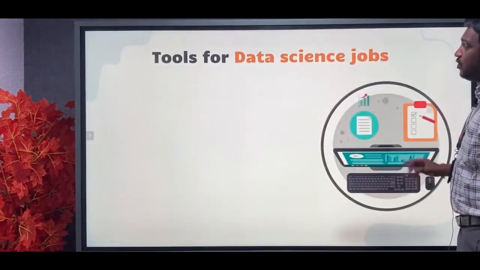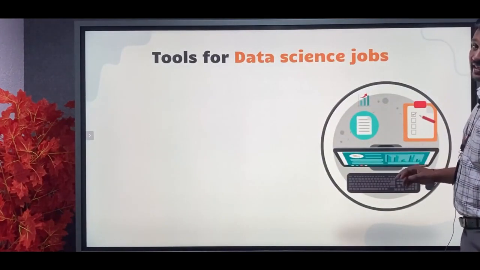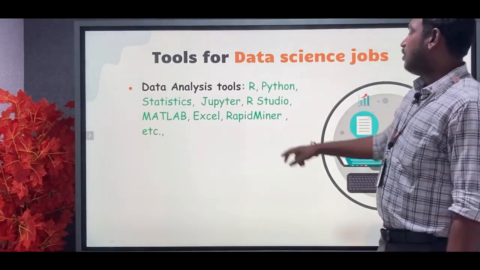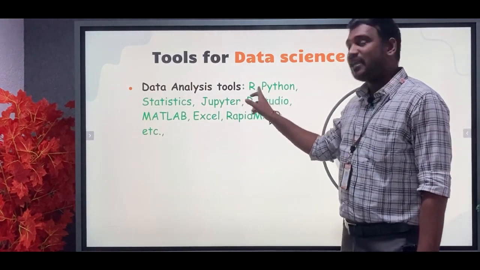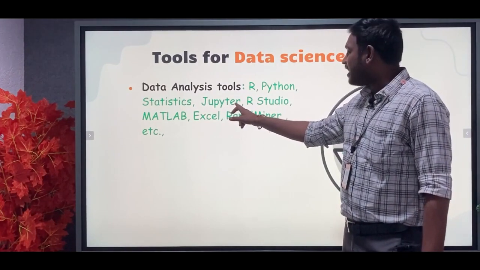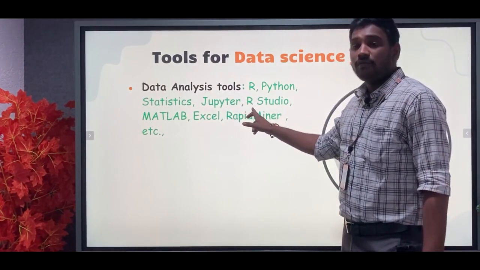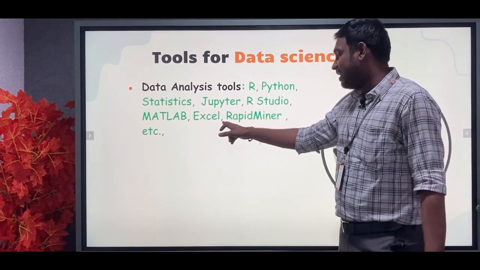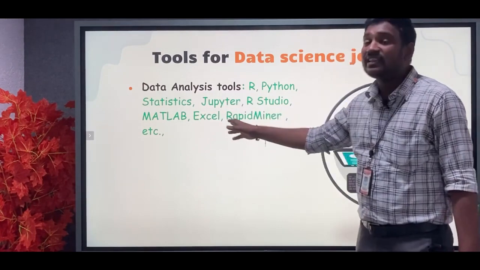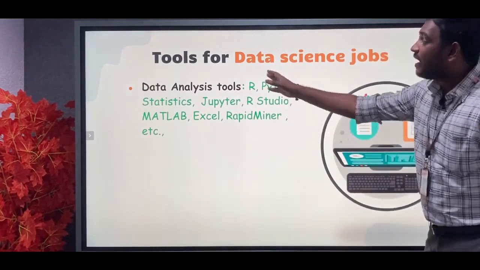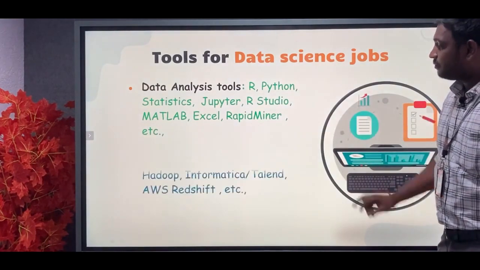Next, coming to tools for data science. To become a data analyst, you have to learn R, Python programming, statistics and mathematics, Jupyter from the Python library, RStudio to implement R programming, MATLAB, and Excel. You already know about Excel. RapidMiner. These are the things you must learn to become a good data analyst.